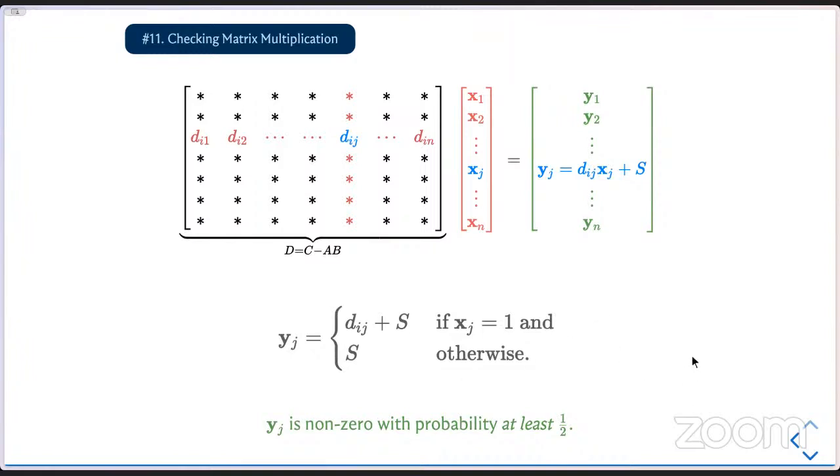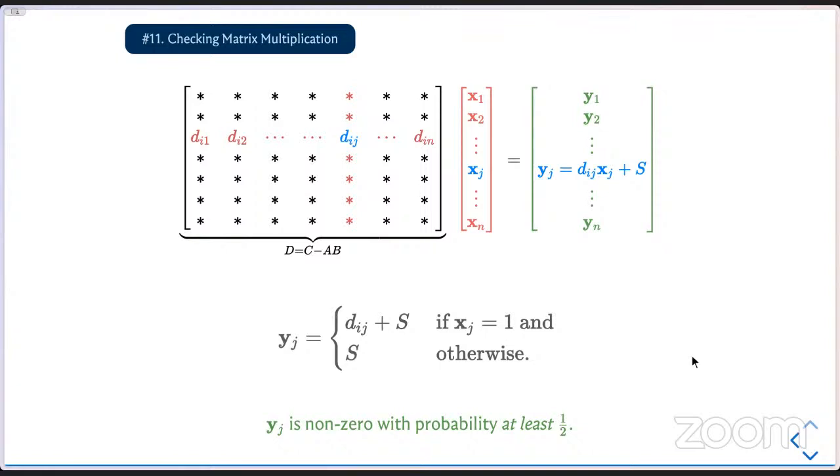Okay, good. Now, can it be that yj is 0 in both scenarios? For yj to be 0 in both scenarios, first of all, s has to be 0. But if s is 0, we know that dij is non-zero, right? So s cannot, for example, go and cancel the effect of dij, right? And if s is non-zero, then it's non-zero.